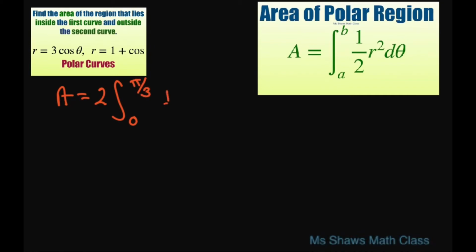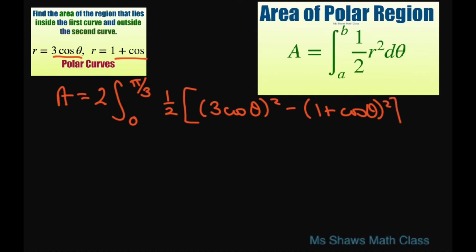And then we have 1/2 of r squared. So basically we're just going to subtract these two r squareds. So that's going to be 3 cosine of theta squared minus 1 plus cosine of theta squared d theta. All right, so this simplifies: this 1/2 and 2 equal 1, so they can just go away.